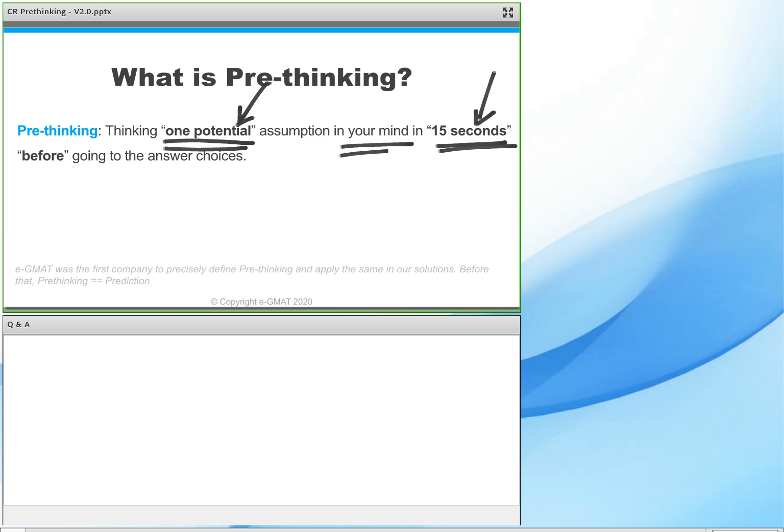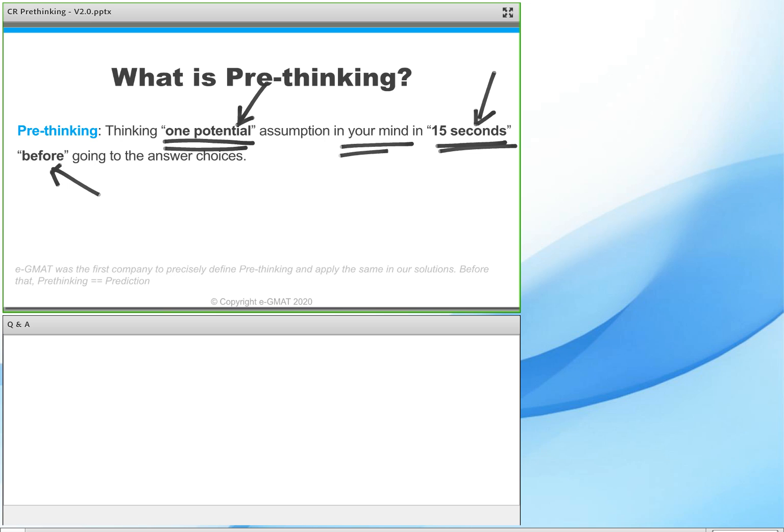Now, the key thing is you've got to do this before your brain's corrupted with the extra information that answer choices provide. So it's really critical that you do that. Doing pre-thinking does require a bit of mental resilience because as a test taker, we are always tempted to look at the answer choices. You're always tempted to get done with the question. You've got to resist that temptation.